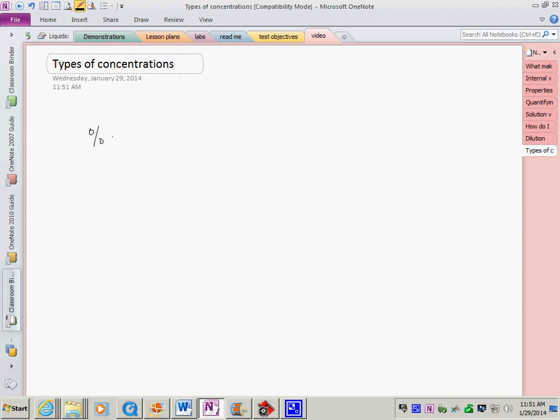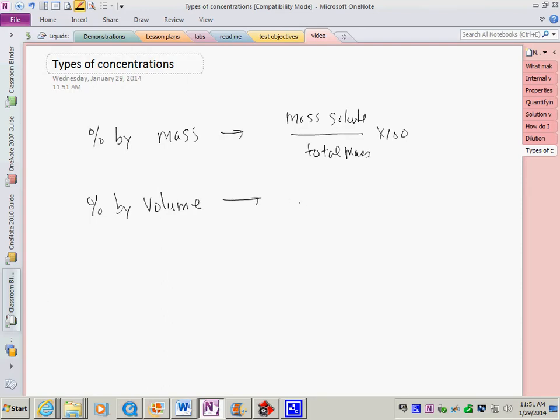So we have percent by mass. This is one that we used with solids. It would be the mass of solute divided by total mass, times 100. We could have percent by volume. This is the one that is actually used more often in liquids, because you can measure their volumes easily with a graduated cylinder. It would be the volume of solute divided by total volume, times 100.